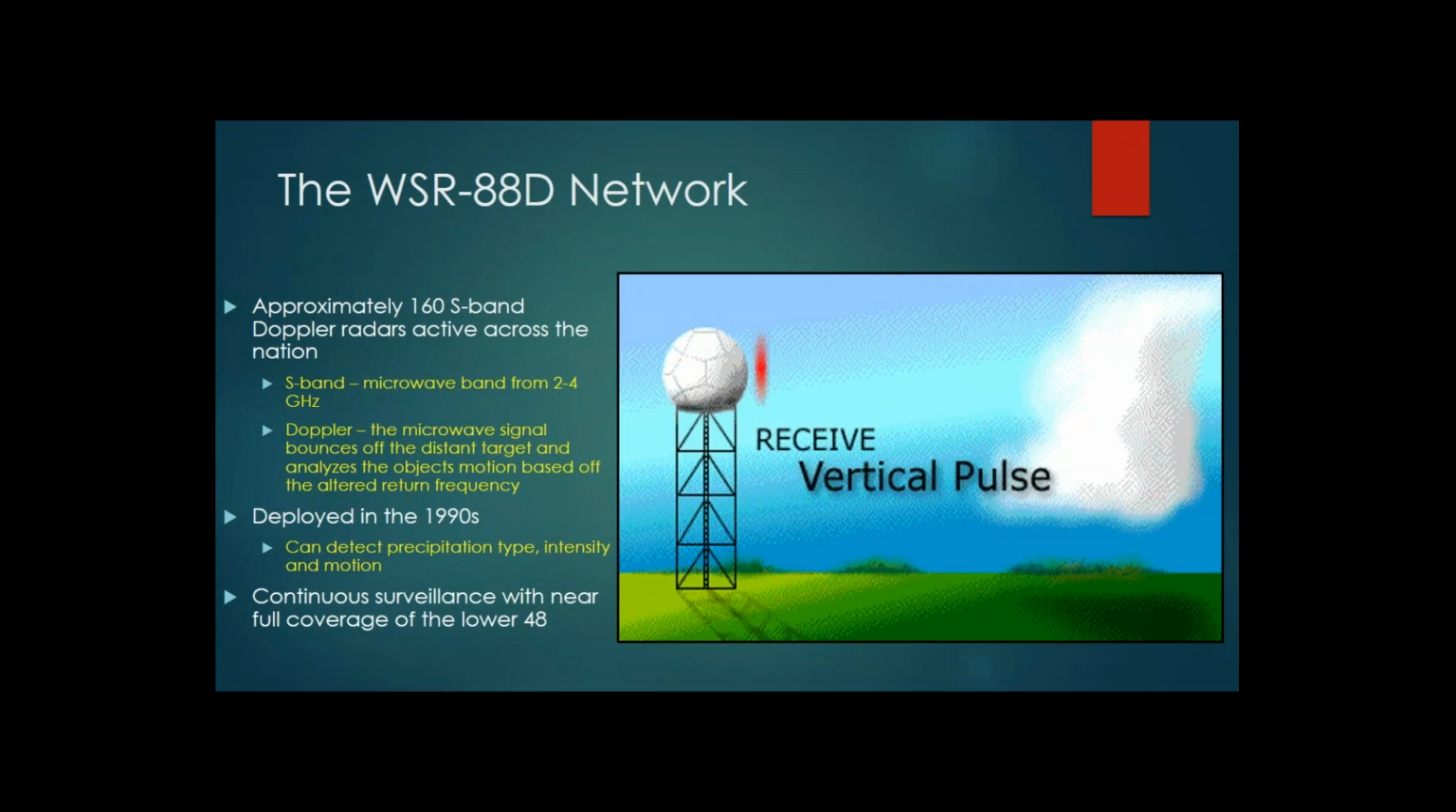So when we talk about the WSR-88D network, it's approximately 160 S-band Doppler radars active across the nation, continuously 24/7 monitoring. And when we talk about S-band, we're talking about in the microwave range from 2 to 4 gigahertz. And when we talk about Doppler, it's just a general term of the change in frequency as a target bounces off a distant target and returns to the radar.